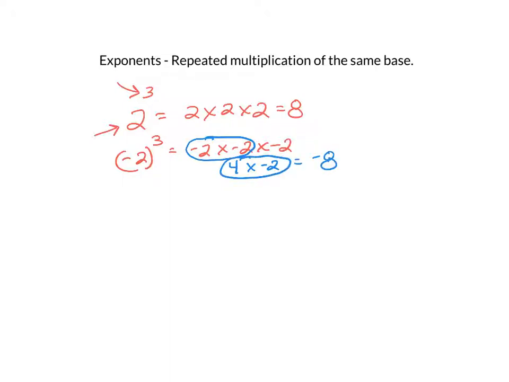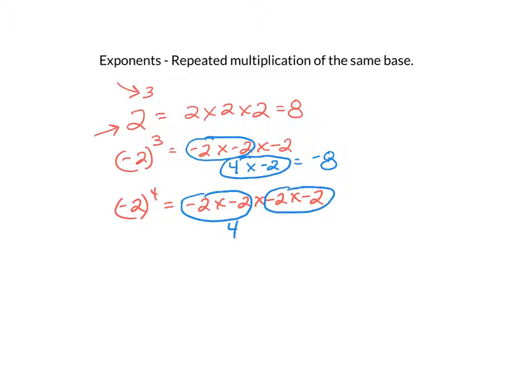So this answer is equal to a negative 8. If I change this again and I have negative 2 to the 4th power, negative 2 to the 4th power means negative 2 times negative 2 times negative 2 times negative 2. And figuring that out once again, I have a negative times a negative, which is equal to a positive. Here I have another negative times a negative, which is also equal to a positive. So I have a positive times a positive, which is equal to 16.